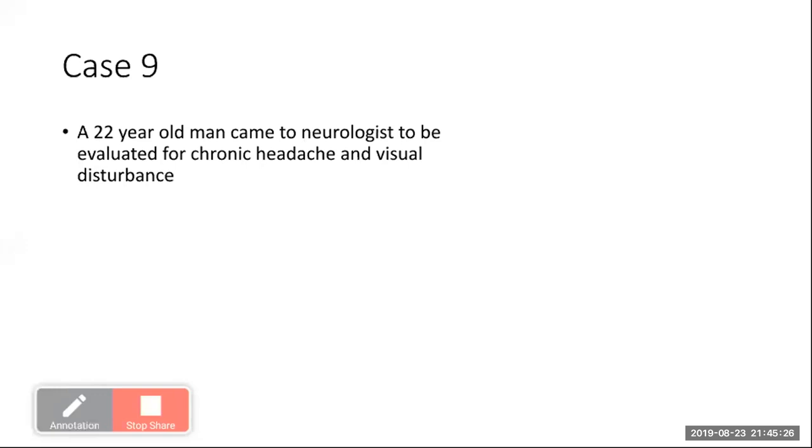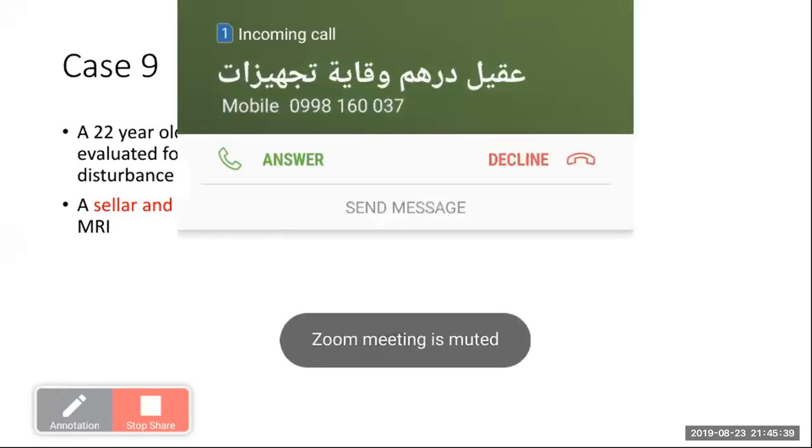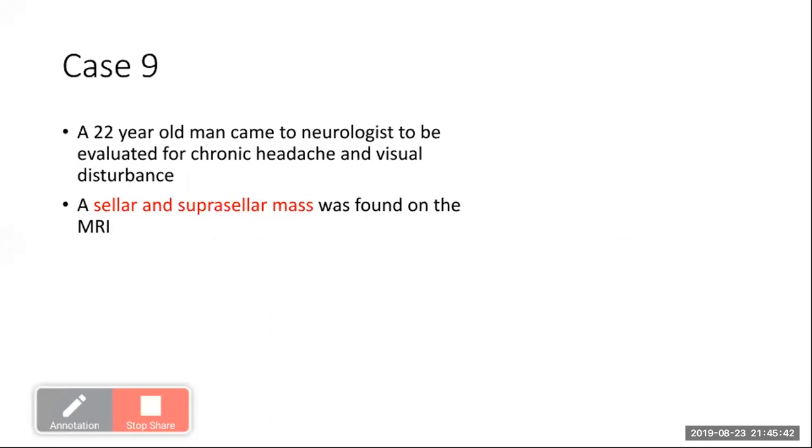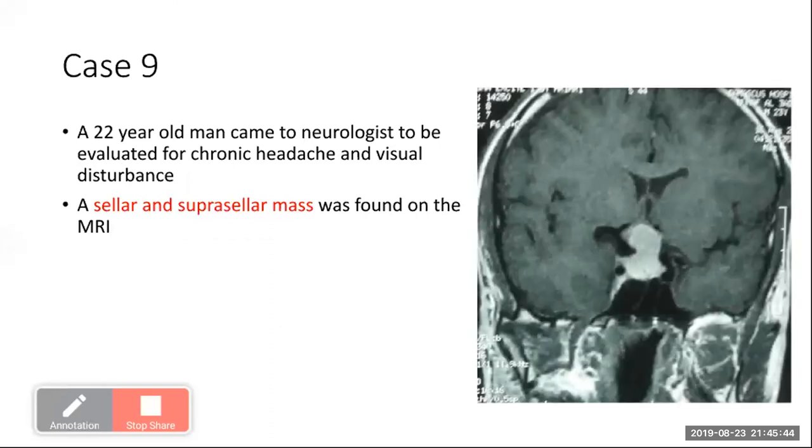In the 9th case, a 22-year-old woman came to the neurologist to be evaluated for chronic headache and visual disturbance. A sellar mass was found on the MRI. We see here this is a non-enhancing lesion with gadolinium. It is a sellar mass expanded suprasellar.